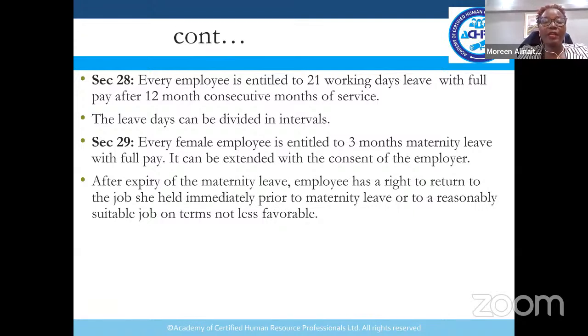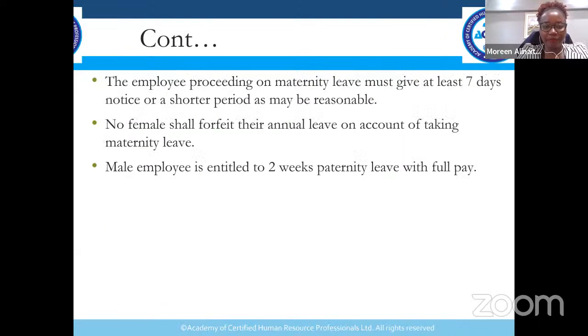So if you have female employees, make sure you give them their maternity leave when it is due. And the Act stipulates that the leave can be extended with the consent of the employer. Maybe somebody did not heal on time and they need more time. The Act considers them and it says you can extend the leave. They can apply for an extension of leave and then they can be accorded the extension.